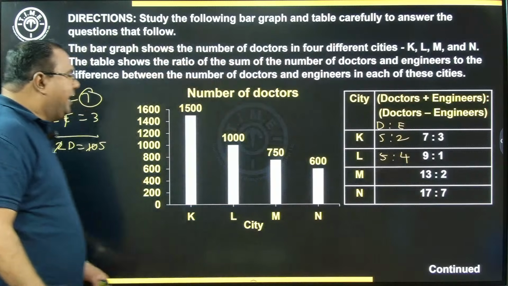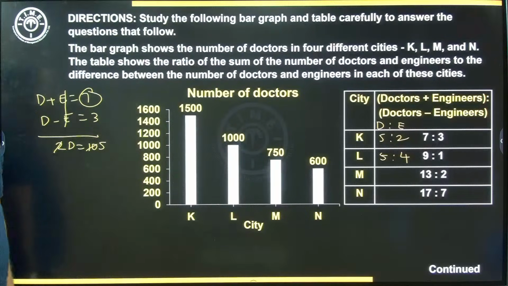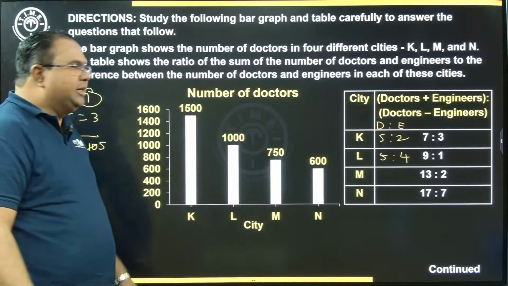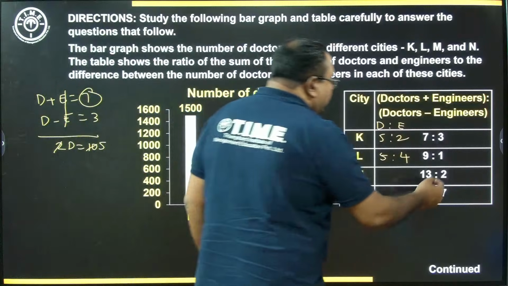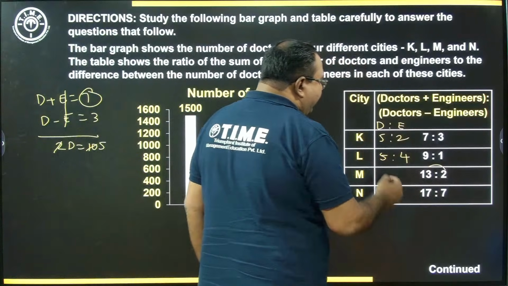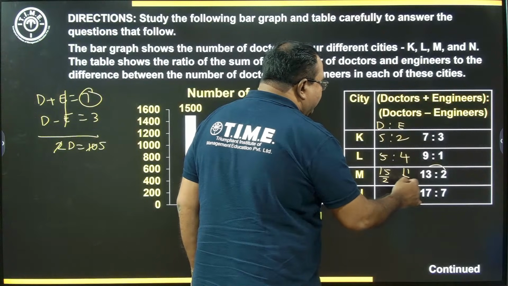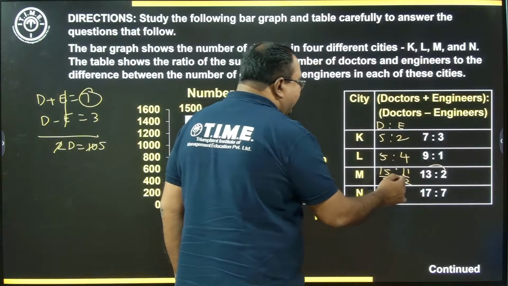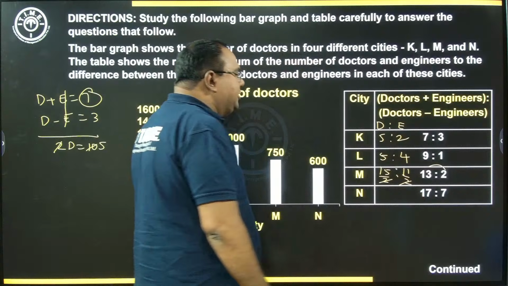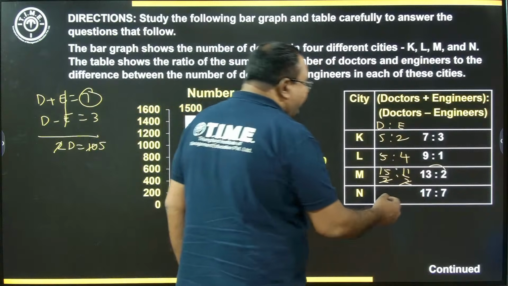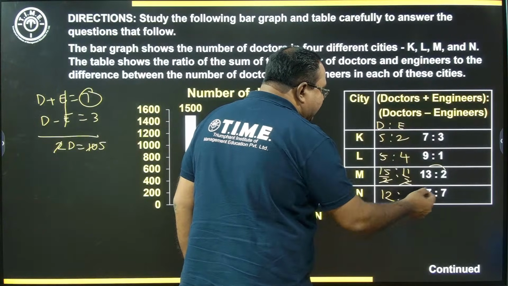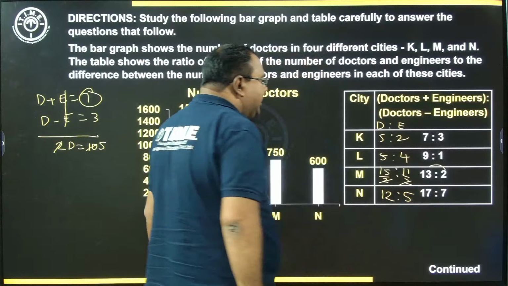So if I'm adding that, 9 plus 1, 10. 2 times doctor 10 means doctor 5. So total 9 parts, engineers has to be 4. So add these two, 15. 15 by 2. 13 minus 15 by 2 is 11 by 2. If I take the ratio, 2 will be cancelled. 15 is to 11. 17 plus 7, 24. 24 by 2 is 12 doctors and remaining 5 are engineers.